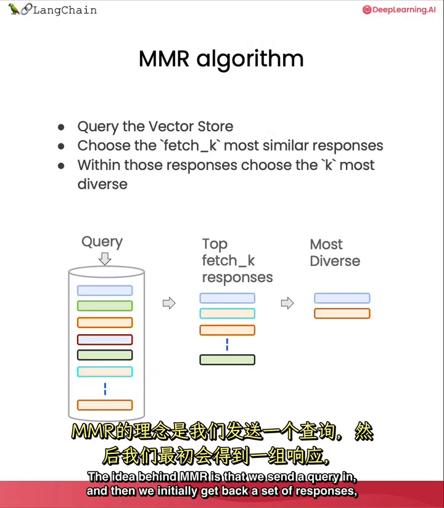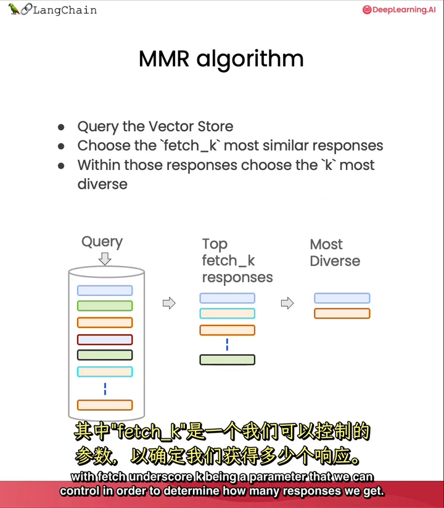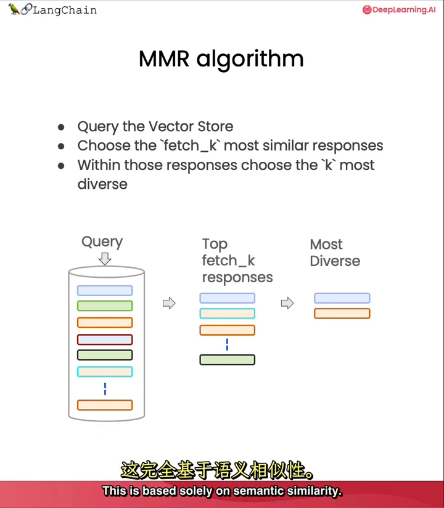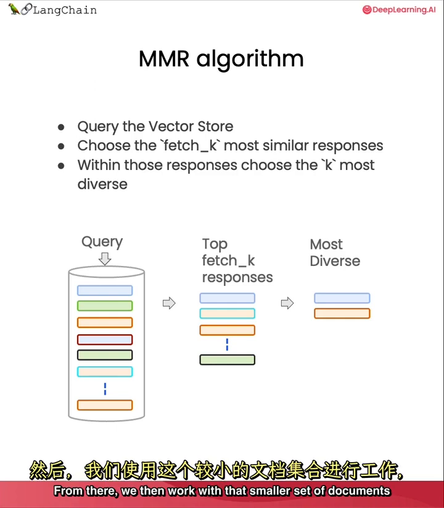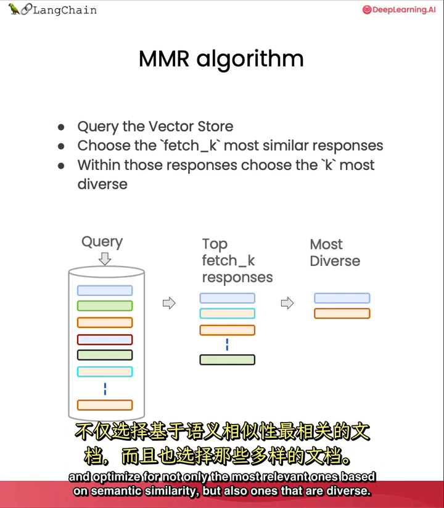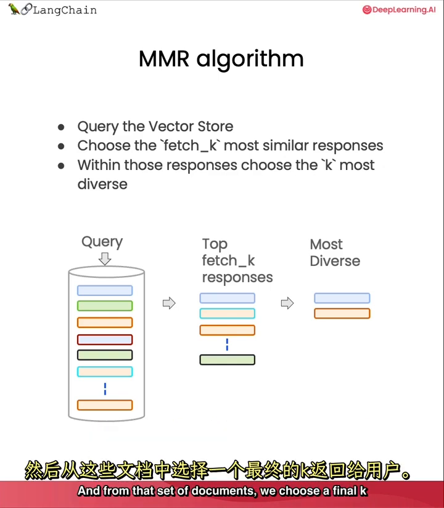The idea behind MMR is that we send a query in, and then we initially get back a set of responses, with fetch_k being a parameter that we can control in order to determine how many responses we get. This is based solely on semantic similarity. From there, we then work with that smaller set of documents and optimize for not only the most relevant ones based on semantic similarity, but also ones that are diverse. And from that set of documents, we choose a final k to return to the user.